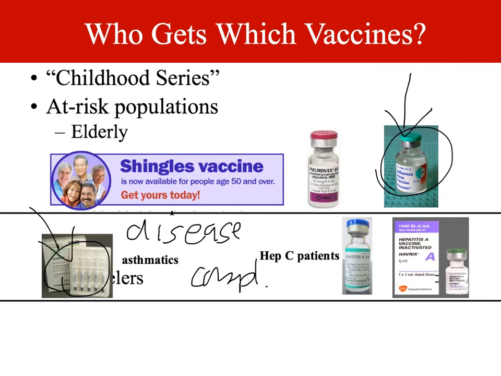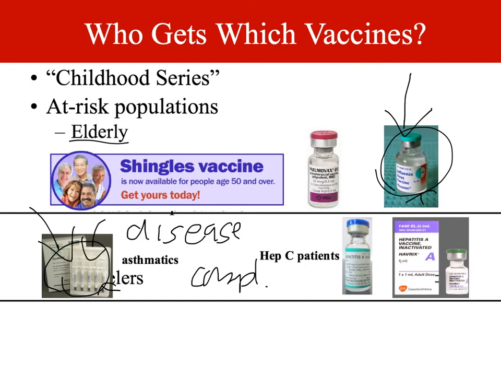The reason why I put them in two different places is that the elderly, being immunocompromised, you would definitely not want to give them this live attenuated flu vaccine. You would want to give them this killed one. It's safer for them. And an asthmatic is going to be perfectly fine to get the flu mist.